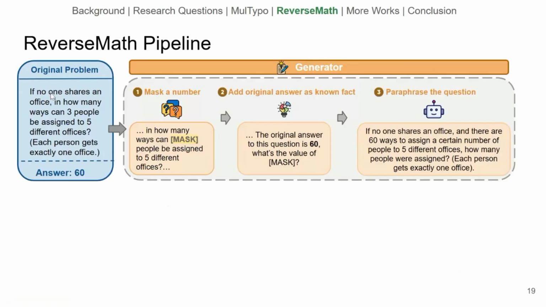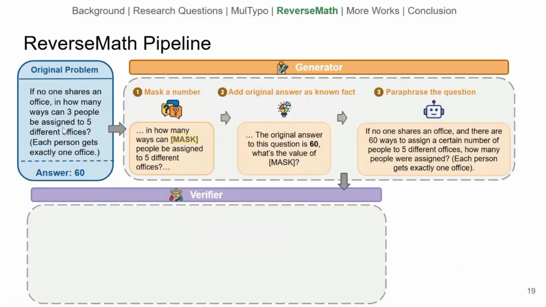Then the model is impossible to answer these questions. The answer is not unique. That's the reason why we need to verify, to prove this newly generated data is correct and answerable. So we have the verify part.